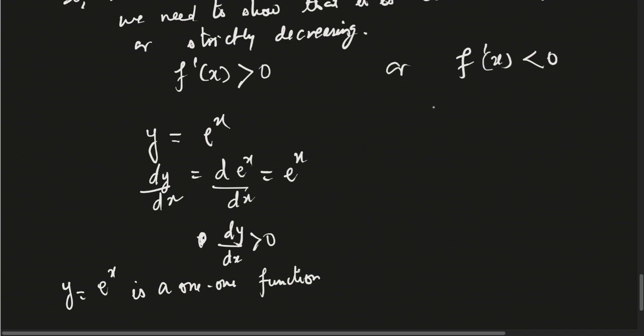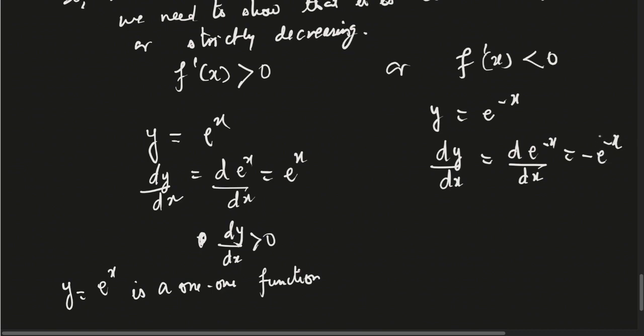Now, what about y equals e to the power minus x? When we differentiate it, dy upon dx gives d of e to the power minus x upon dx. This gives negative e to the power minus x. Now, e to the power minus x will always be positive. Irrespective of the power, this exponential function is always positive, and there is a negative sign in front of this positive number. So this whole number is negative. So dy by dx is always less than 0 here.